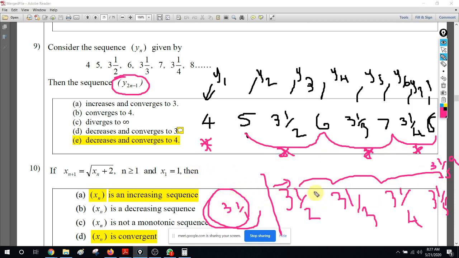Now let's see the answer. This is 3 and a half. 3 and a quarter. 3 and 1 third. 3 and 1 fourth.